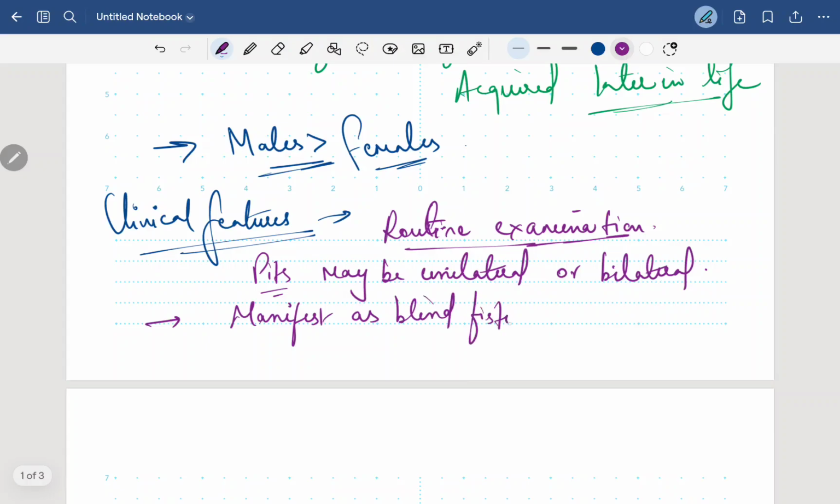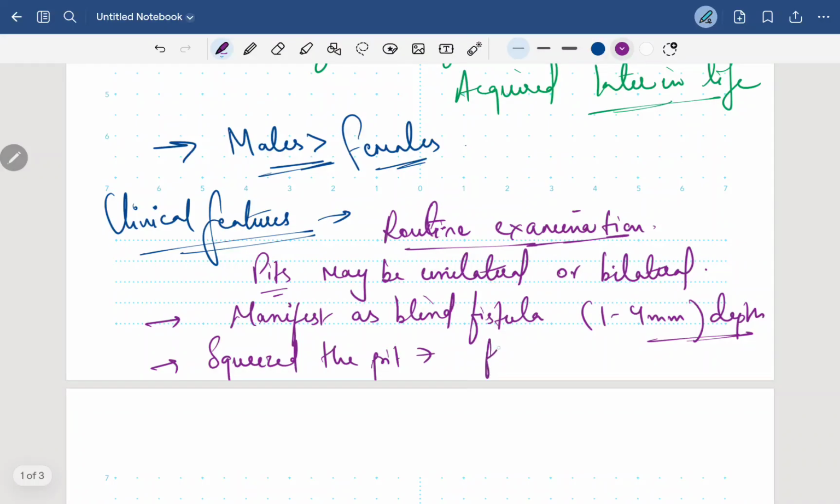And what could be the depth of this blind fistula? Because they are going deep, they can have a depth of approximately 1 to 4 mm. So this is the depth of this blind fistula. In some cases a small amount of fluid is expressed, like if we try to squeeze the pit, sometimes a small amount of fluid is also seen, but not in all cases.